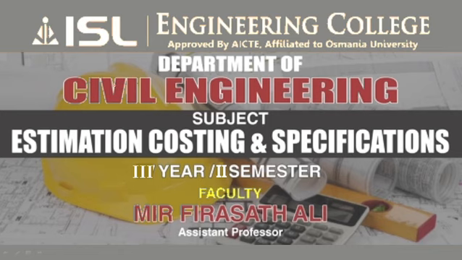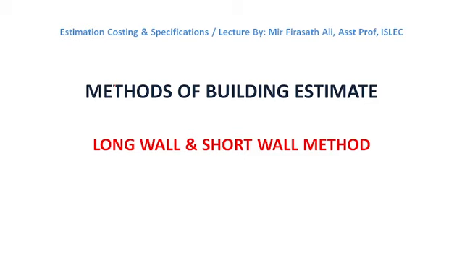Now let us see the next question on this method of building estimate, that is nothing but the long wall and short wall method on two rooms. If a building has two rooms, then what will be the procedure for determining the quantities? So that is our numerical example 2, which we will be solving in today's class.